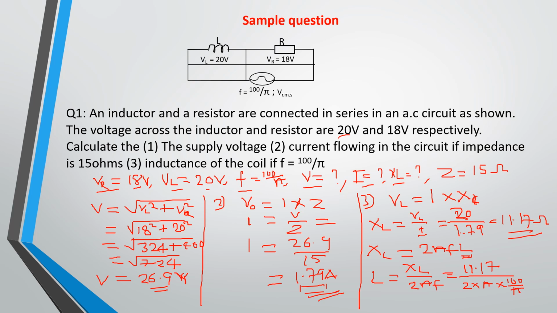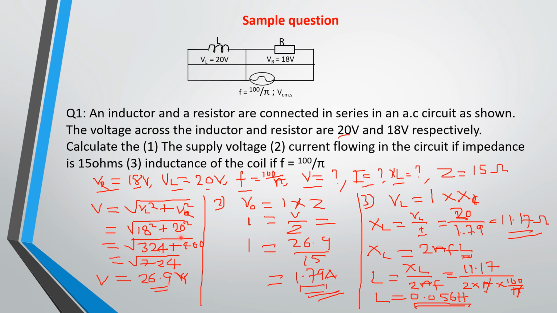Okay, so this pi will cancel this. So you do all this division, you have that your L, which is the inductance, will give you 0.056 Henry. The unit of inductance is Henry. So this is what you have. So this is how to go about this particular type of question.